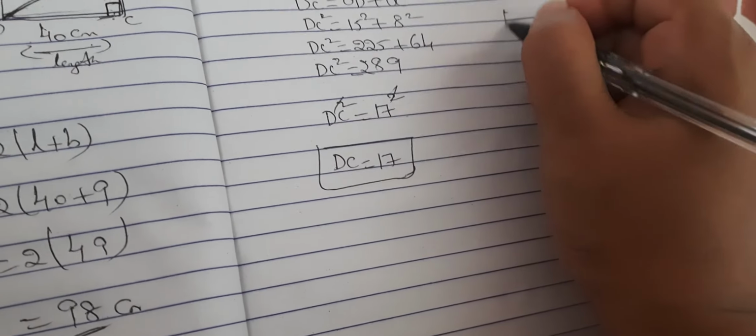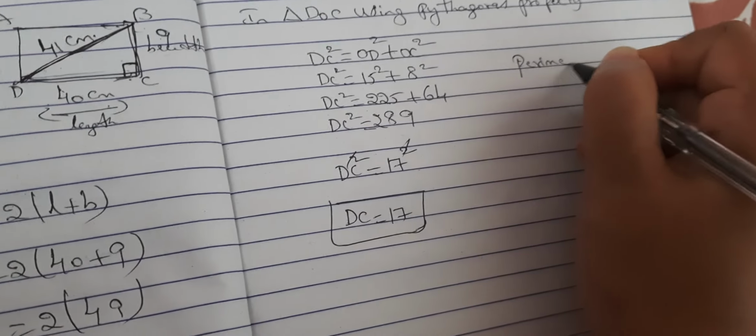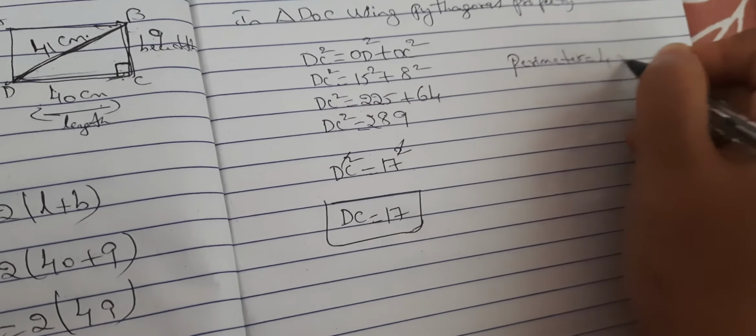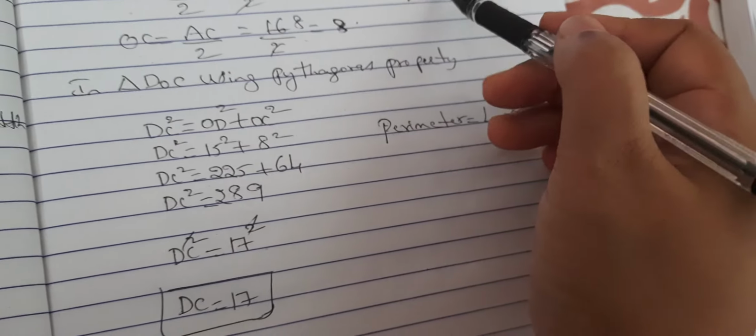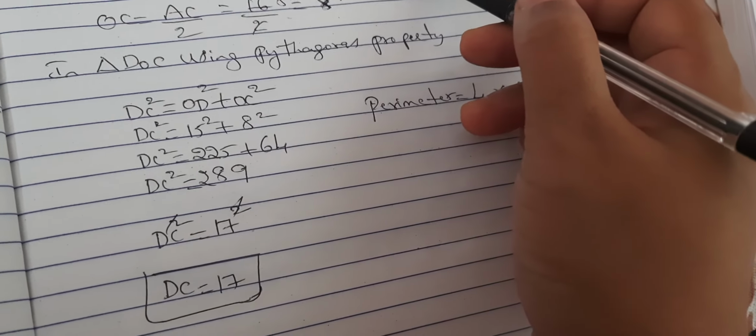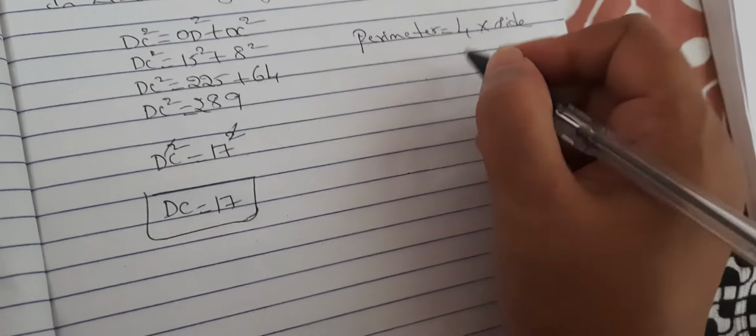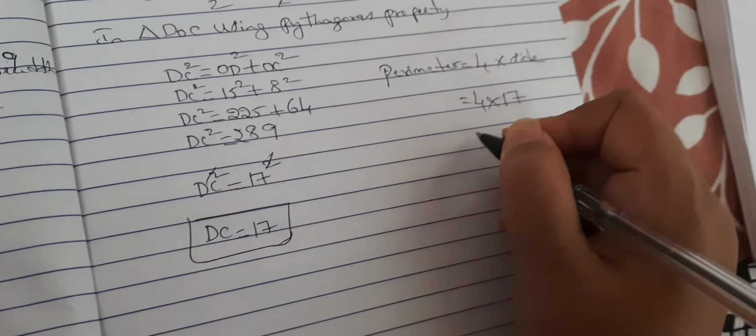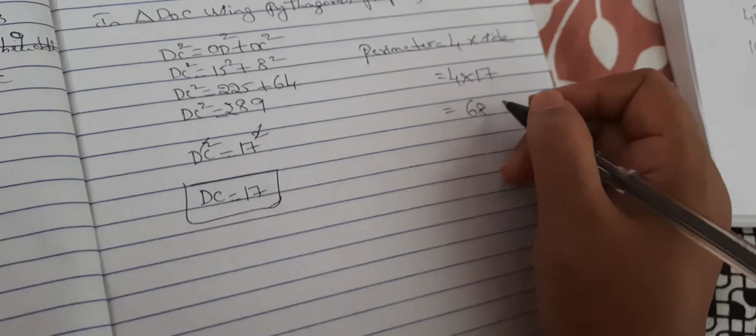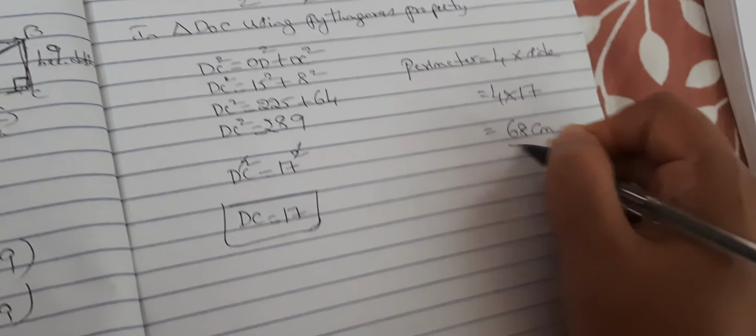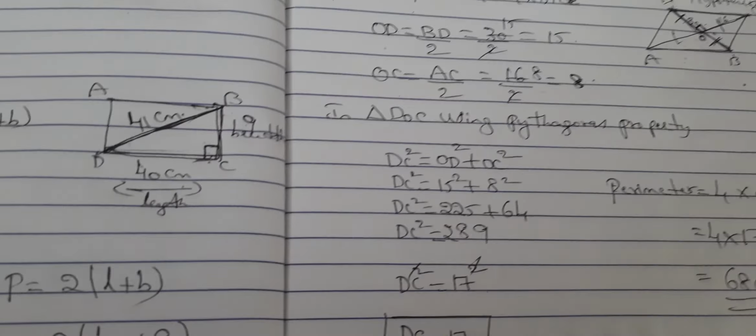Now we have to get the perimeter of the rhombus. Perimeter is equal to, what did we say here? 4 into side. The side here, the hypotenuse, is 17. All the 4 sides of the rhombus will be the same. So 4 into side means 4 into 17. 4 into 17 is how much? 68. So this is 68 centimeters. This is the answer. Okay.